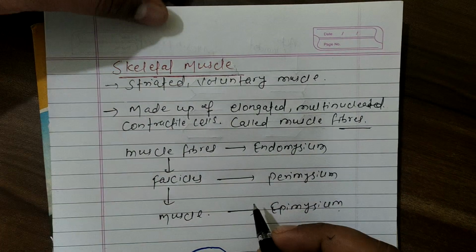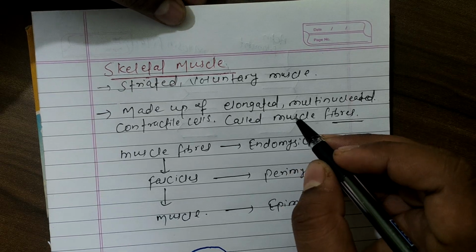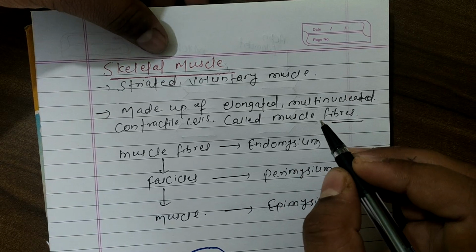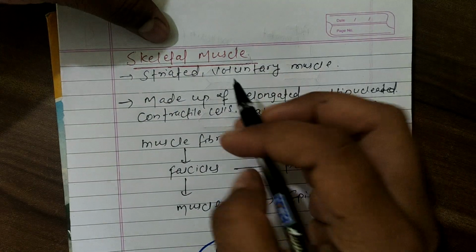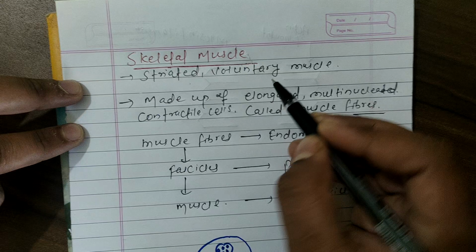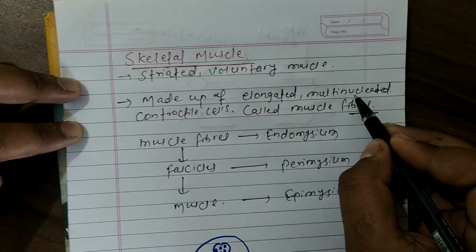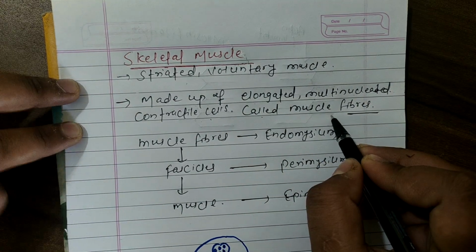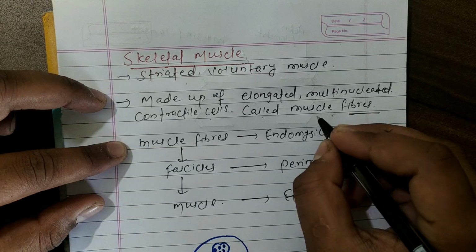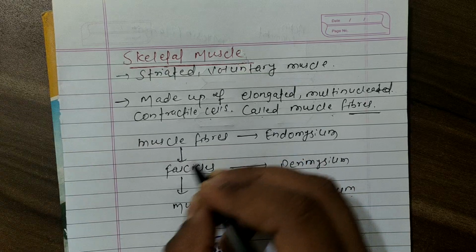Hello, namaste everyone. Today we are going to learn about the skeletal muscles, its internal structures and its features. The skeletal muscle is a striated and voluntary muscle. It is made up of elongated, nucleated, contractile cells called muscle fibers. The smallest unit which makes the muscle is a muscle fiber.